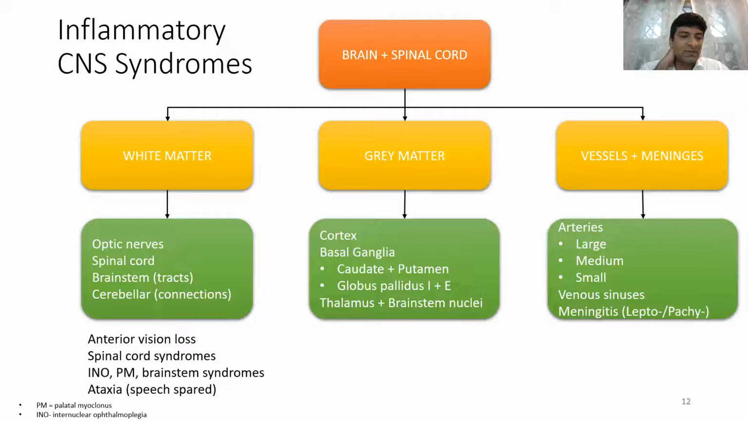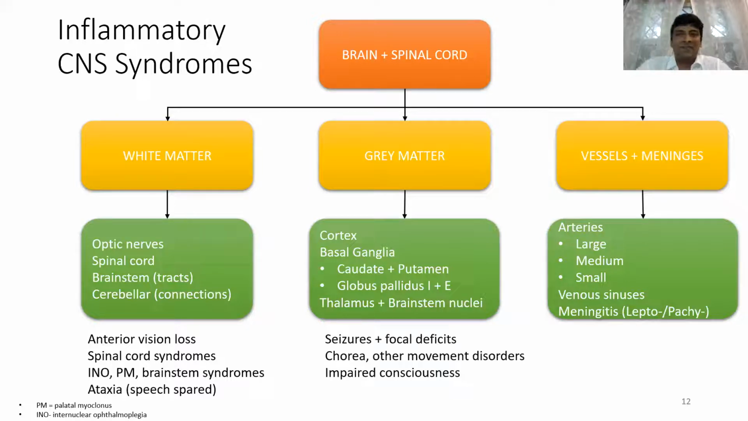Brainstem syndromes would include internuclear ophthalmoplegia or palatal myoclonus in cases of involvement of the dentatorubro-thalamic tract, or the various brainstem syndromes involving sensory or motor pathways, and of course, cerebellar involvement. So if you see a typical symptom and you can think of a white matter localization, you're probably dealing with a white matter syndrome. Gray matter syndromes, on the other hand, mainly involve the cortex.